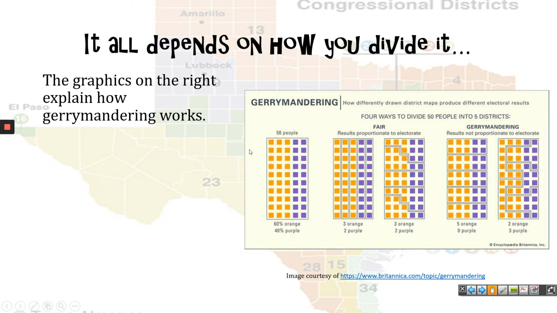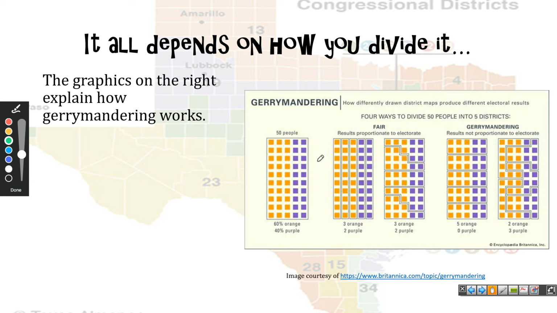Let's look at a couple of ways that we call the fair ways. We view these ways as fair because if you're dividing these into 5 districts that are going to have 5 representatives represent this state in Congress, and the state is made up of 60% orange and 40% purple, you would expect that 60% of the districts would go for the orange party, and 40%, or 2, would go for the purple party. And you see, there is a way to do that.